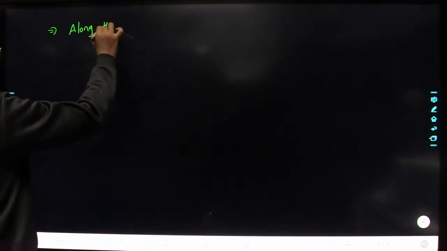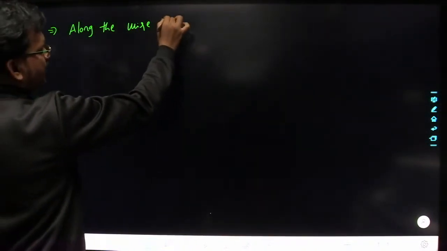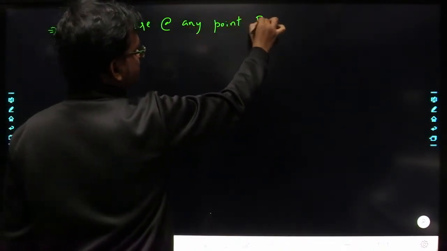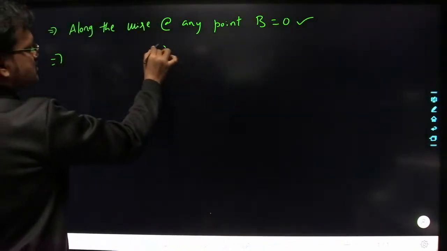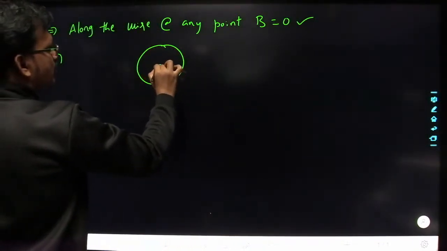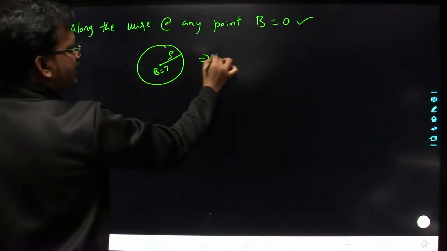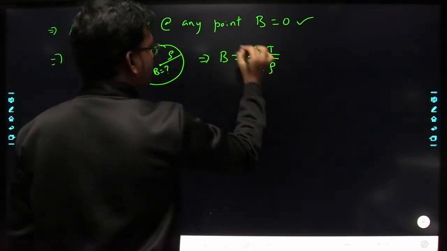So what are the conclusions here? Along the line or along the wire, at any point B field is equal to 0. Next, if you consider a circular loop of radius rho, the B field at the center is equal to mu I by what? Mu I by 2 rho.